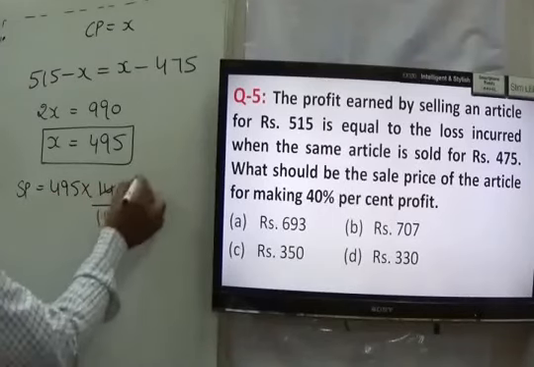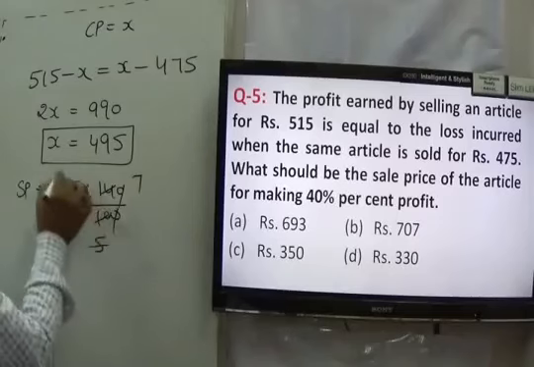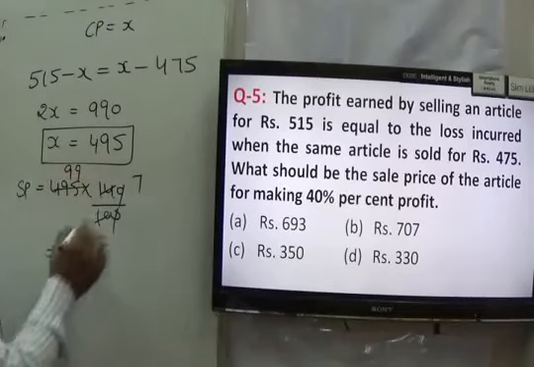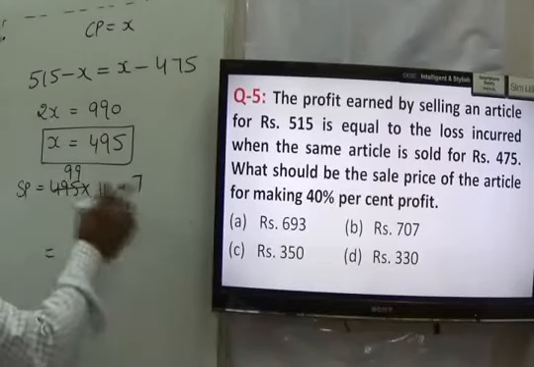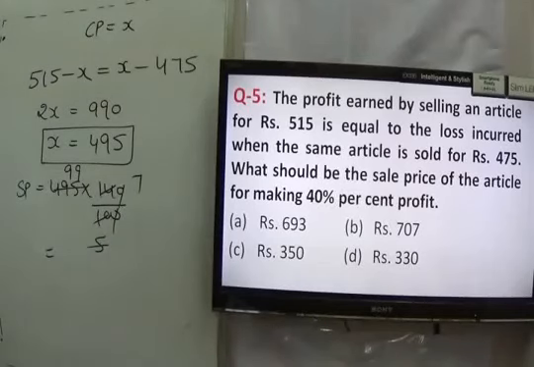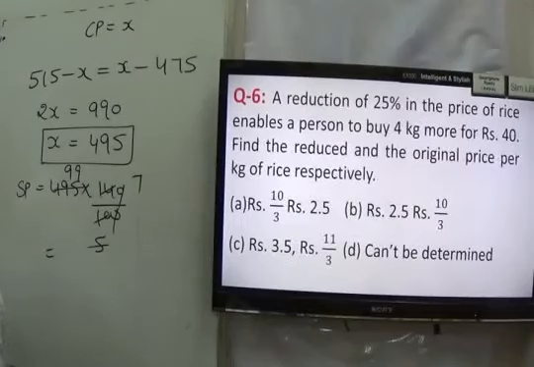It would cancel out. 2 will go on 2, 2 will go on 5. Just cancel out, that will go on 99, multiply this. By looking at it, I can say answer is A. Why? Because 7, 9, 63, only in one answer I am getting 3 in the last. So I can say answer is A, 693.